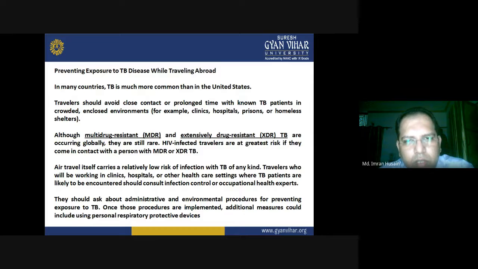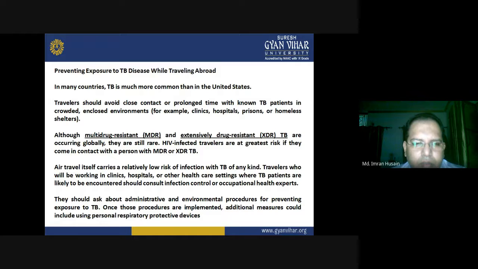So always prevent exposure while you are traveling to such places. And if you are traveling to hospitals or prisons, you have to take extreme precautions. Multi-drug resistant (MDR) and extensively drug resistant (XDR) TB are occurring globally. They are still rare. HIV-infected travelers are at great risk if they come in contact with a person with MDR or XDR TB. Air travel itself carries a relatively low risk of infection with TB of any kind.